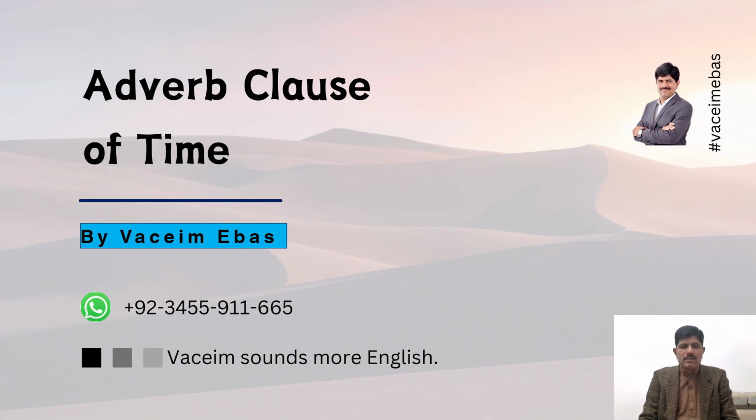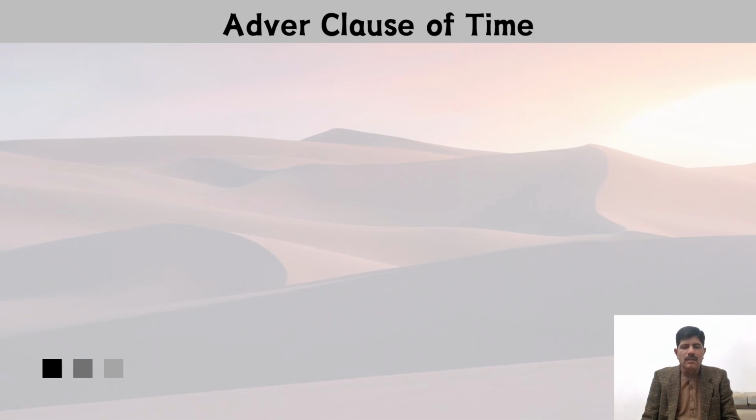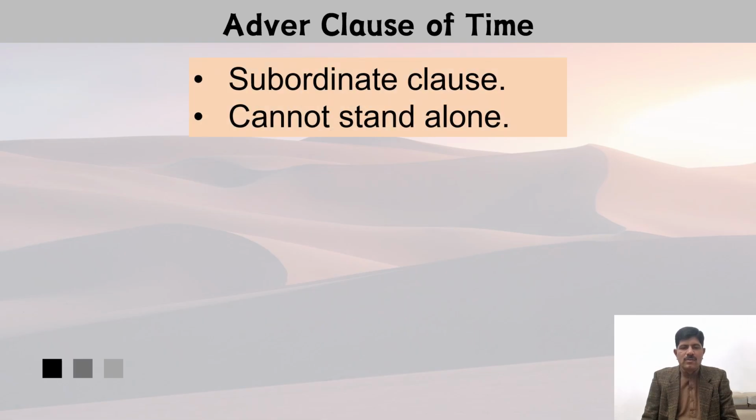Dear students, let's study adverb clause of time, its formation, its structure, and combination of tenses. Adverb clause of time, as we already have studied, is always an adverb subordinate clause and it cannot stand alone. It always needs some main clause or principal clause to clarify its meaning, clarify its full sense.